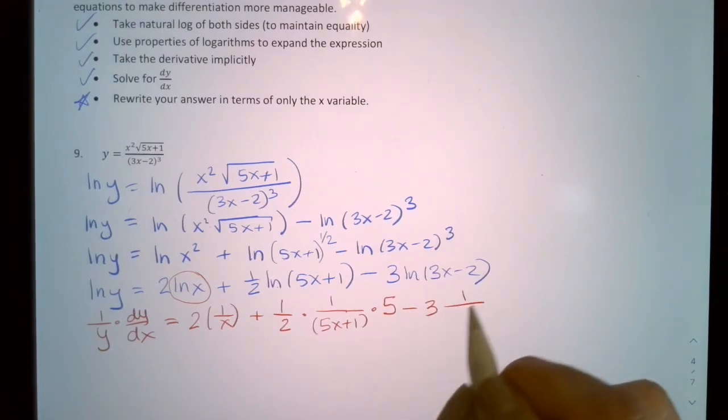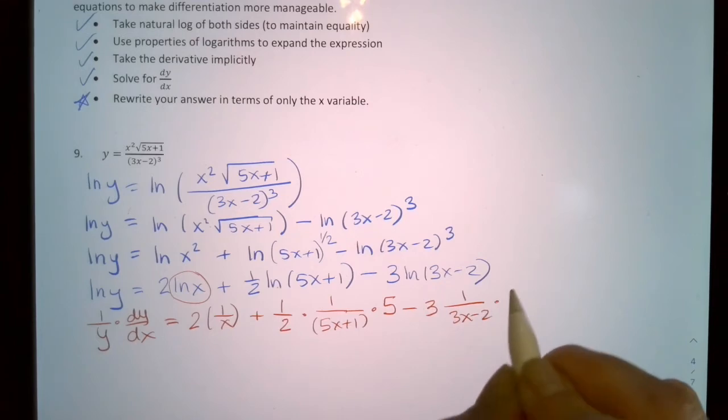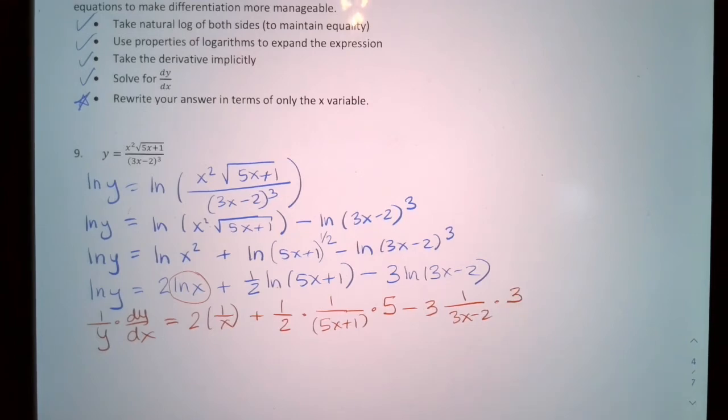And here is my last execution. Same idea. The derivative of the natural log of 3x minus 2 is 1 over 3x minus 2. Chain it by multiplying by 3. That's the derivative of 3x minus 2. And let's just clean that up a smidge. Okay, let's make it look a little bit better, I think. I'm not going to do anything with the left-hand side yet. What I will do is just clean up the right.